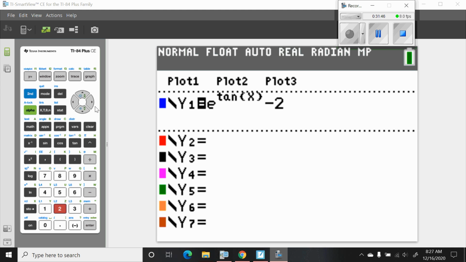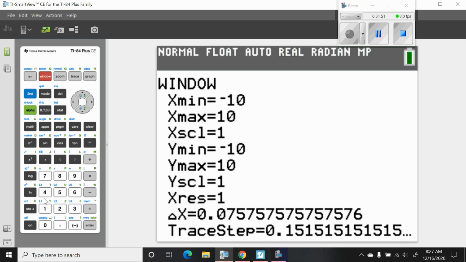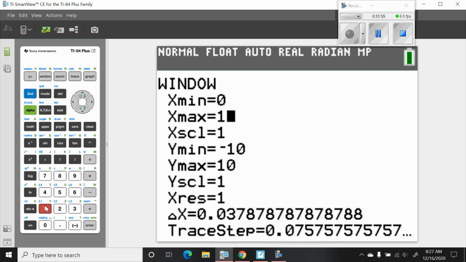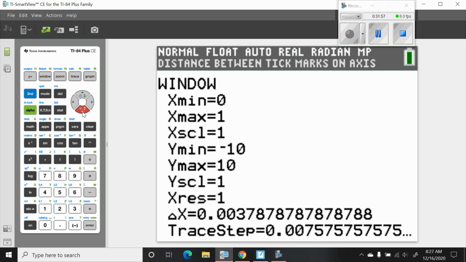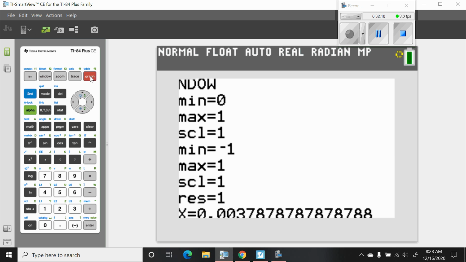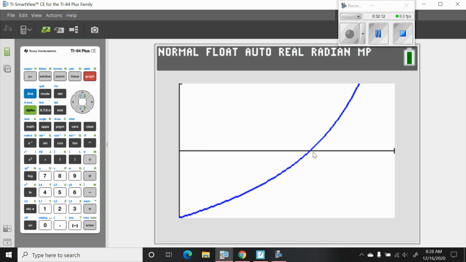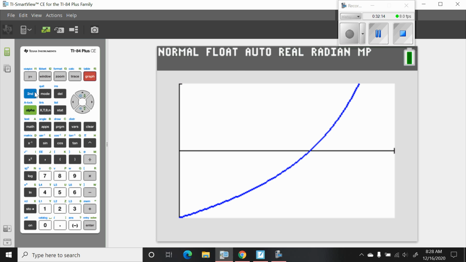Okay, so we've got this typed in. I'm going to change my window. I just want to go from 0 to 1. That's what they told us. And we want to know where it crosses the x-axis. So you don't need to go crazy on your y. You just need to have 0. So we can find an x-intercept there. And I'm pressing graph. There's the 1 value.